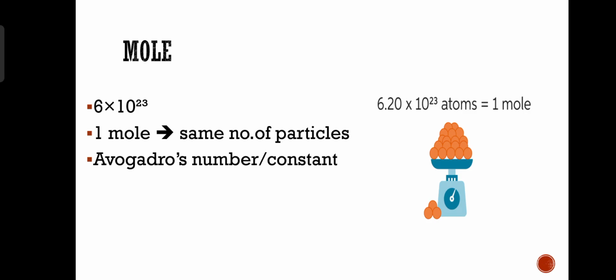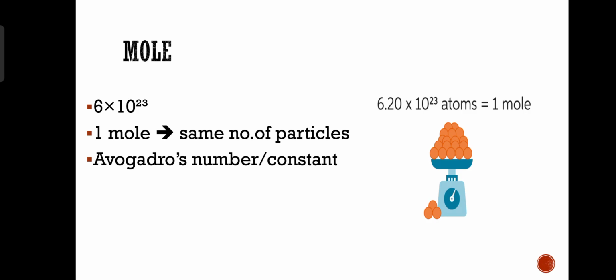Mole is a unit that is used to count the number of particles in chemistry, because we are unable to use other different units. We cannot measure the atoms by using other units. So we have to use mole.